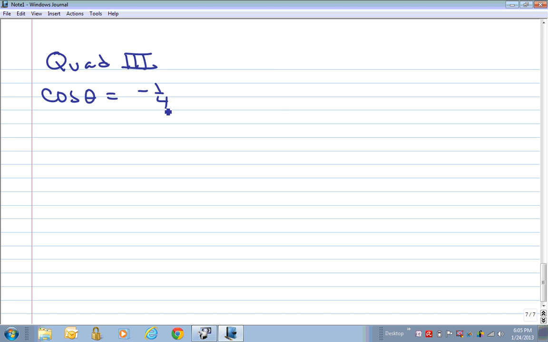All right, so the first thing I'm going to do is draw a picture every time. I'm in quadrant 3. I'm drawing a triangle in quadrant 3. I know this is my theta. And it says cosine is negative 1/4. All right, negative 1/4 does not remind me of something that comes off my chart. So I have to revert back to cosine is adjacent over hypotenuse. So if this is my theta, adjacent to me would be 1, and the hypotenuse would be 4. This is negative 1/4. Hypotenuse is always positive. This would be a negative 1.